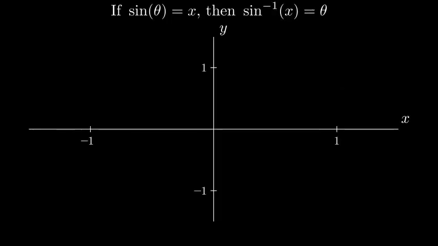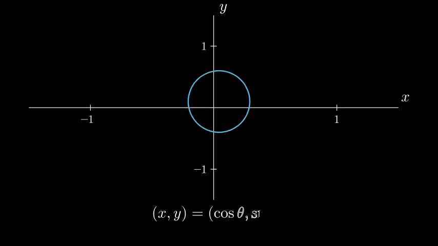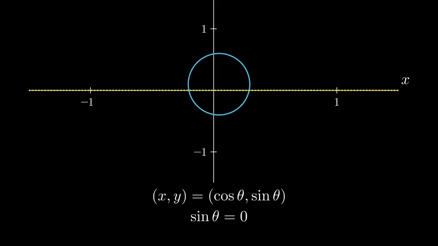Here we have our coordinate axes and our unit circle with radius 1. Remember, for any point on the unit circle, its coordinates x, y represent cosine theta, sine theta for some angle theta. When we ask for the inverse sine of 0, we're looking for angles where sine equals 0. On the unit circle, the sine of an angle is the y-coordinate.